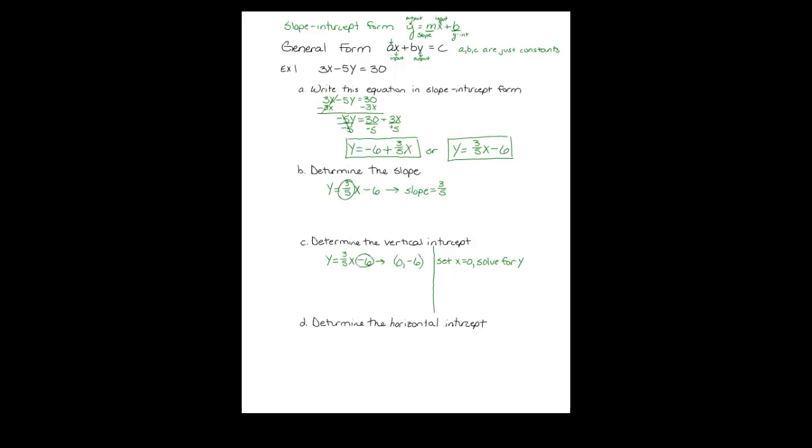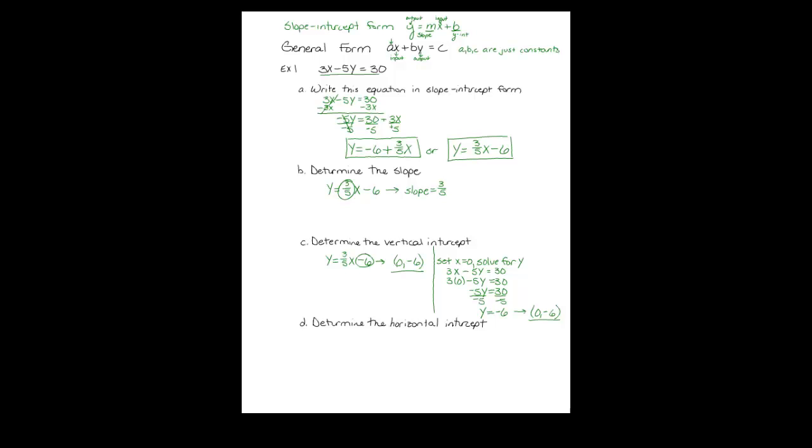So if you want to use the equation that we started with, we had 3x minus 5y equals 30. Replace x with 0, so 3 times 0 minus 5y equals 30. 3 times 0 is 0, so over here we just have negative 5y equals 30. Divide both sides by negative 5, and you wind up with y equals negative 6, which as an ordered pair is 0, negative 6, which is the same thing that we got over here on the left. So it's just a different way of finding it.